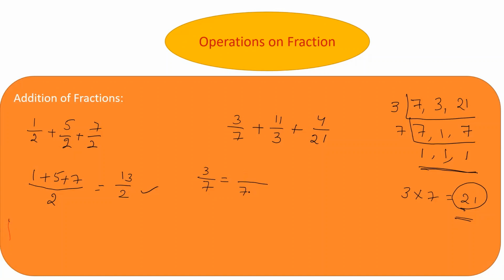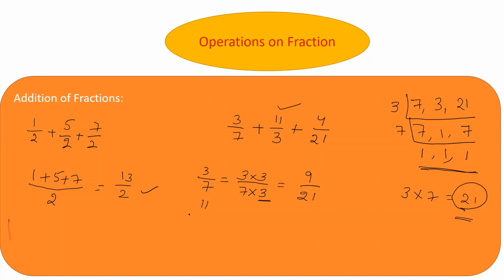To get the denominator as 21, I have to multiply 7 with 3, right? 3 sevens are 21. So whatever I have multiplied in the denominator, the same I have to multiply in the numerator. Already I have 3 here, so 3 into 3 is 9. 9 by 21.